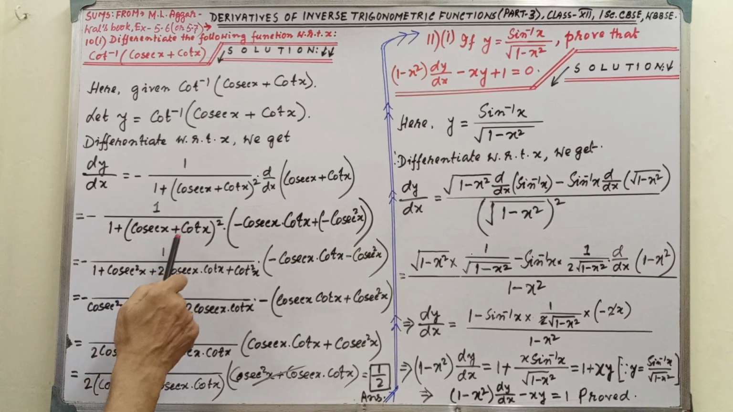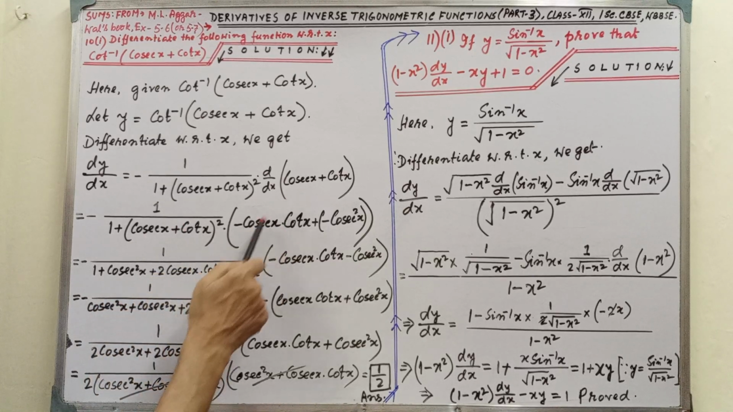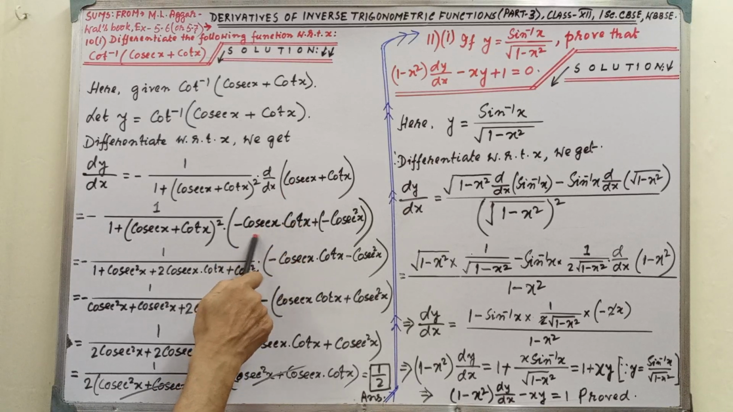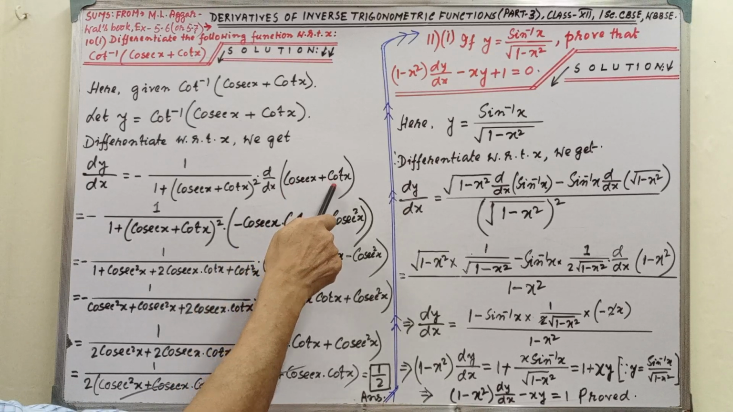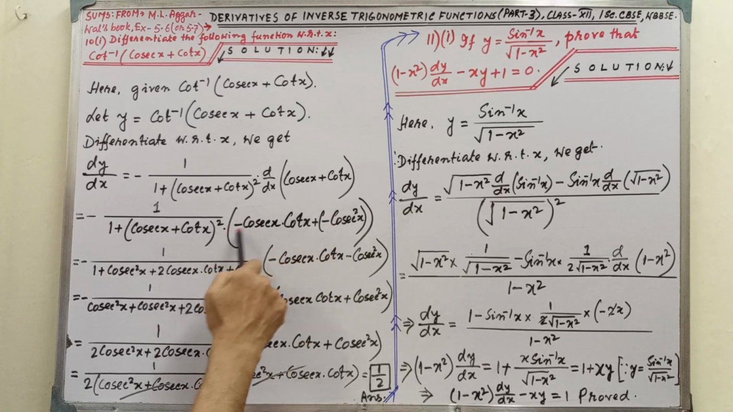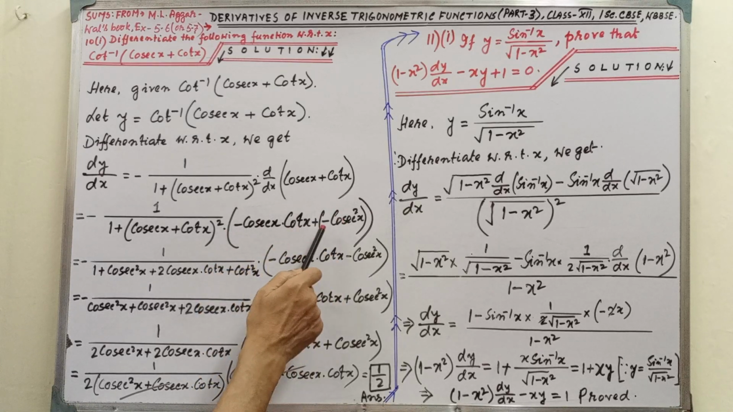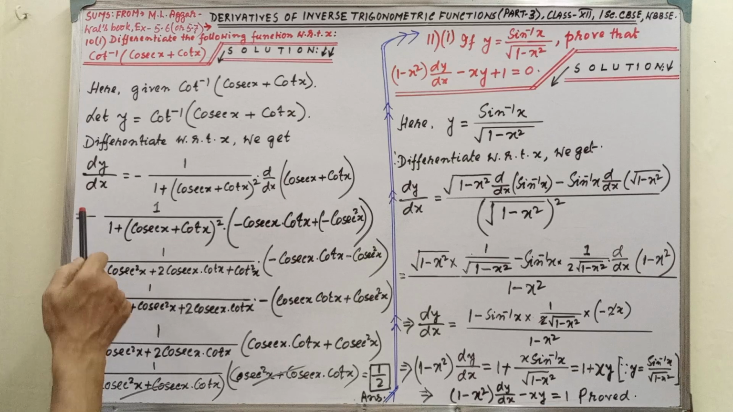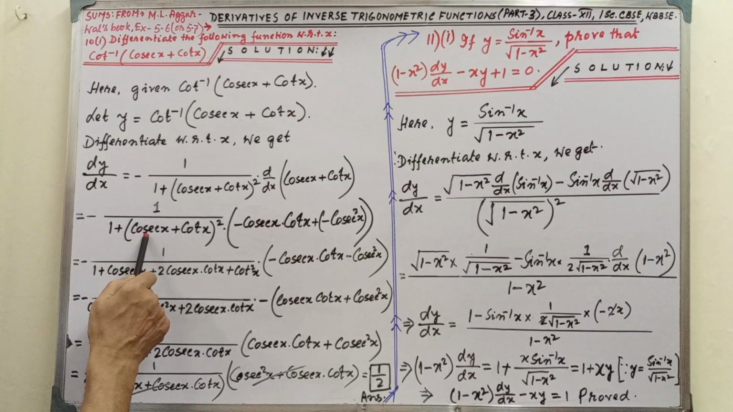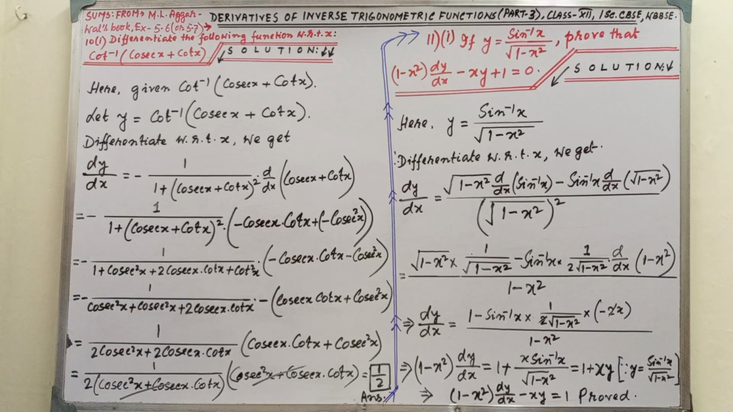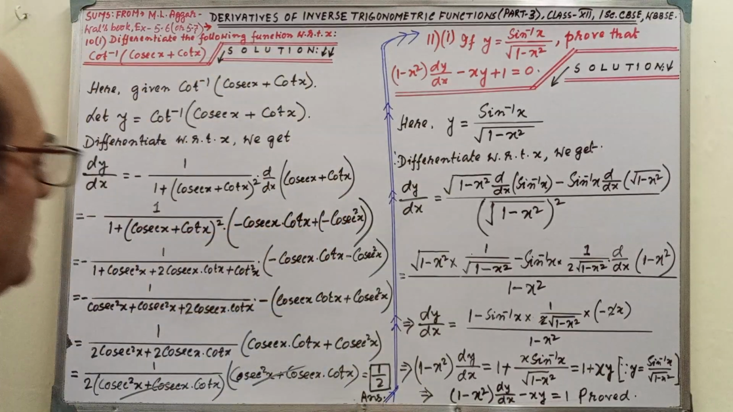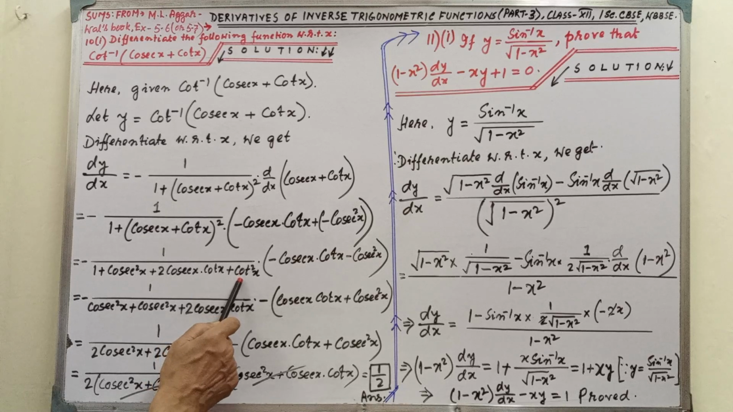Now we have to simplify and we have to differentiate this, that is cosec x. Differentiation of cosec x is minus cosec x cot x, and differentiation of cot x is minus cosec square x. This is minus and this is also minus, and here also minus and minus. And here cosec x plus cot x whole square, that is a plus b whole square, equal to a square plus 2ab plus b square by applying the formula.